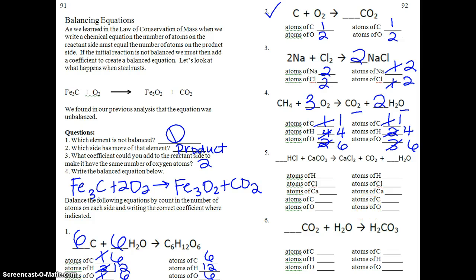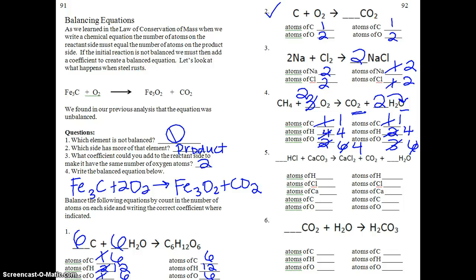Uh-oh. Good. You guys found the problem. 2 plus 2 is not 6. So what do I need to do to fix this problem? Good. I just needed 2. So we will have 4 and we will have 4. Good job, guys.